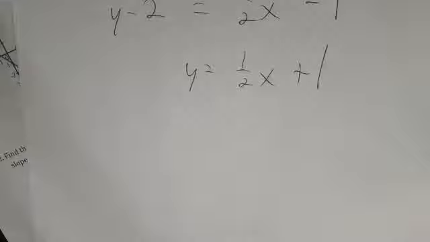Okay, 207. So we have this line, 2x minus 3y equals 8. We want something perpendicular to it.